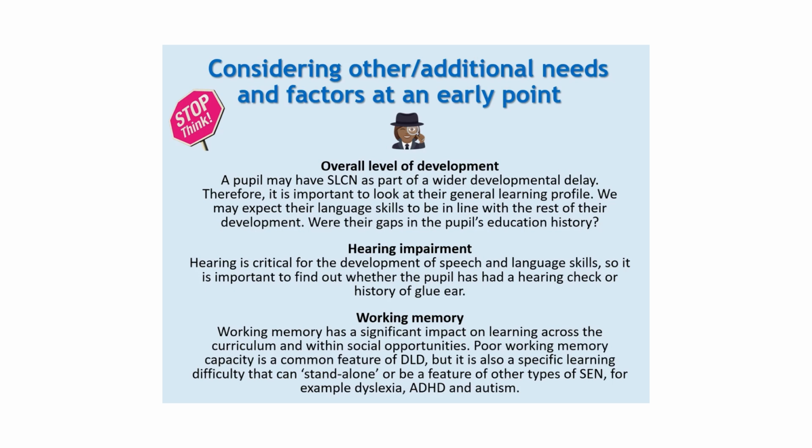Working memory. Working memory has a significant impact on learning across the curriculum and within social opportunities. Poor working memory capacity is a common feature of DLD, but it's also a specific learning difficulty that can stand alone, or be a feature of other types of SEN, for example dyslexia, ADHD, and autism.